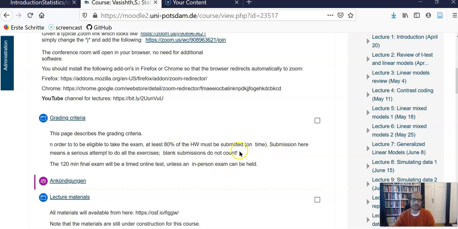And in submitting a homework, I want to stress that I don't want you to submit blank assignments or non-compilable PDF files. Sometimes I get submissions that I can't see. So those don't count, right? So please make sure that I get a reasonable attempt every time you submit a homework.